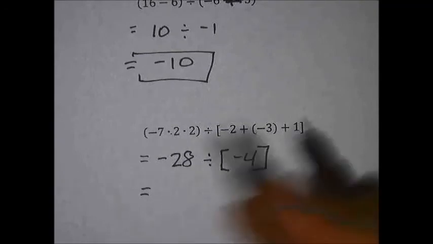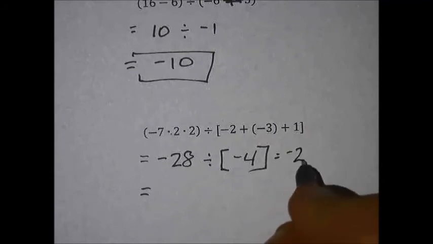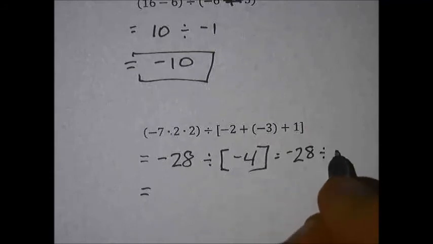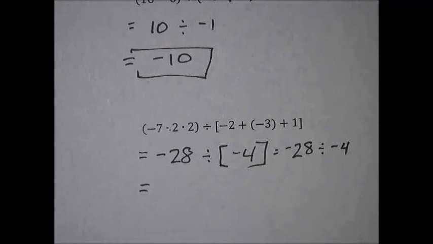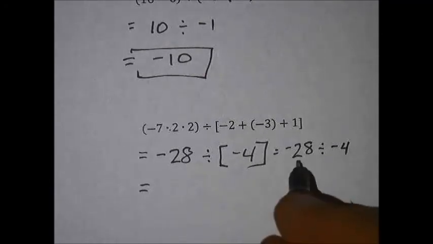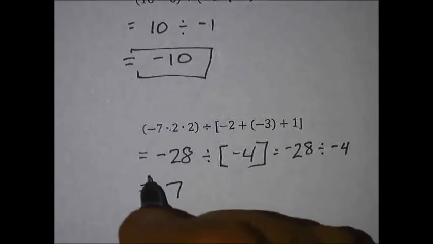Negative 28 divided by negative 4. You know, you can visualize dropping those square brackets, and it's all the same. Okay, but negative 28 divided by negative 4 is 7.